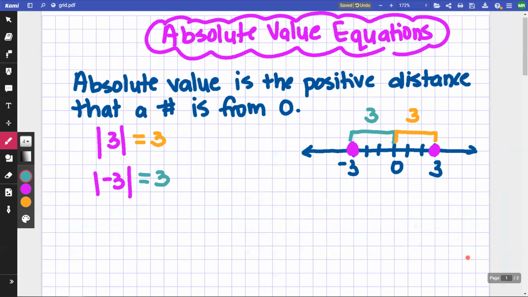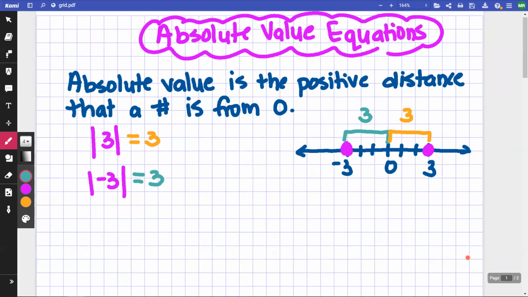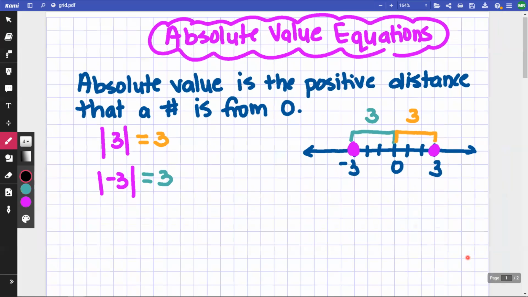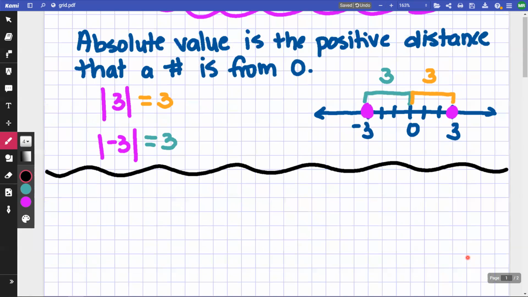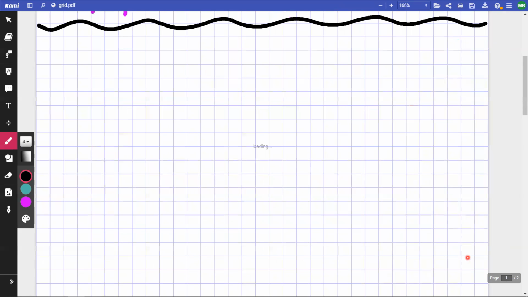Now, the next thing I'm going to talk about is actually solving equations. Okay, so I'm going to go through some steps for this. So when I'm solving an absolute value equation, I'm going to give us a couple of steps here. So step number 1, you want to isolate your absolute value. That means get your absolute value by itself.